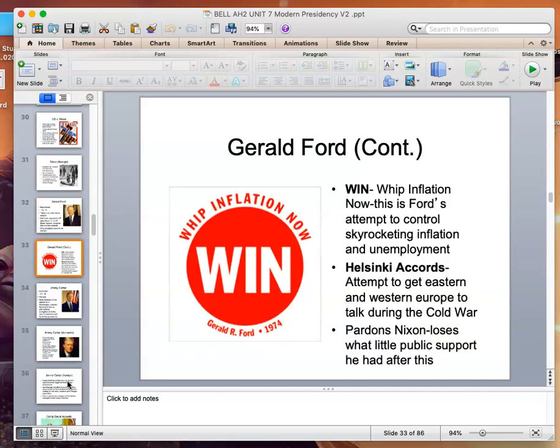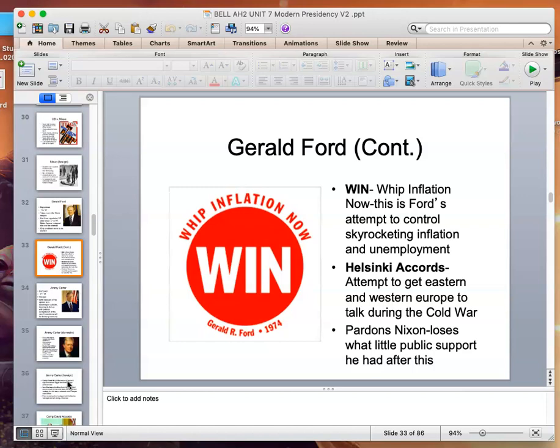Some of his policies were WIN, Whip Inflation Now. He said that if Americans would save money and be more responsible, it would make inflation go down. That was actually not the case. Americans needed to spend money to stimulate the economy. The Helsinki Accord is when he tries to get Eastern and Western Europe to talk during the Cold War. It doesn't work. He pardons Nixon for Watergate.